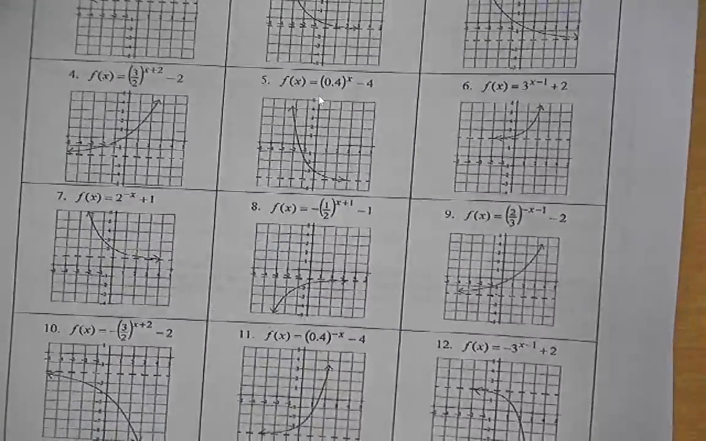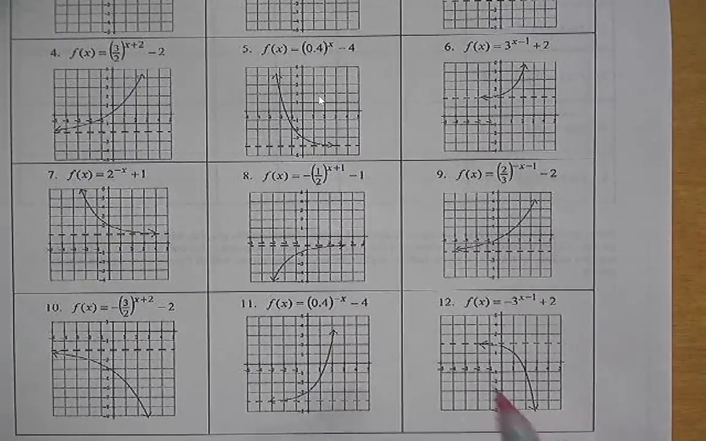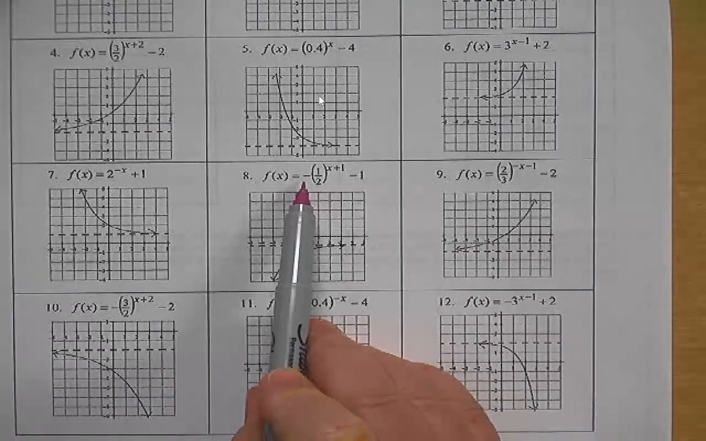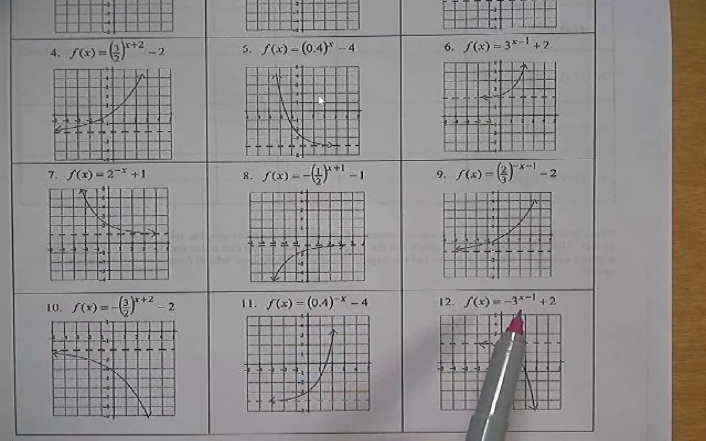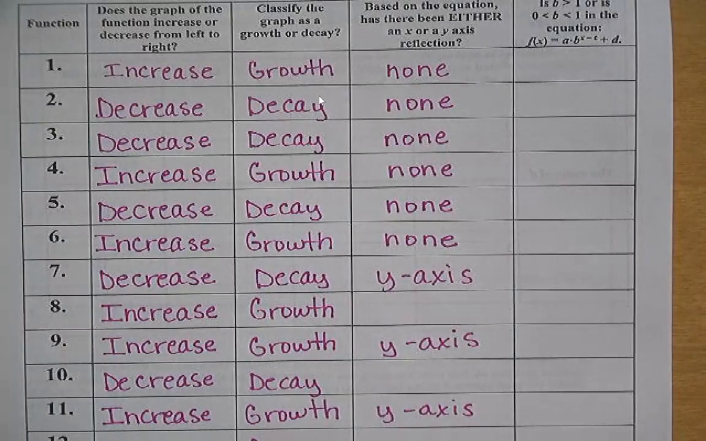Okay. Number 8 has a negative sign in front of the function. Number 10 and number 12. These all indicate an x-axis reflection, a vertical reflection, flipping upside down. So we'll fill that in.